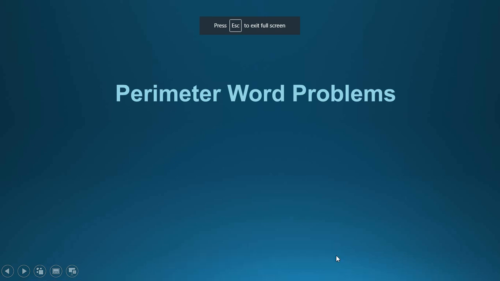Hi gang, so today we're going to be looking at perimeter word problems. Similar to some of the word problems we developed yesterday and the day before, perimeter involves adding up all the sides of a shape to find the distance around that shape. So we'll use that idea to create some equations today.